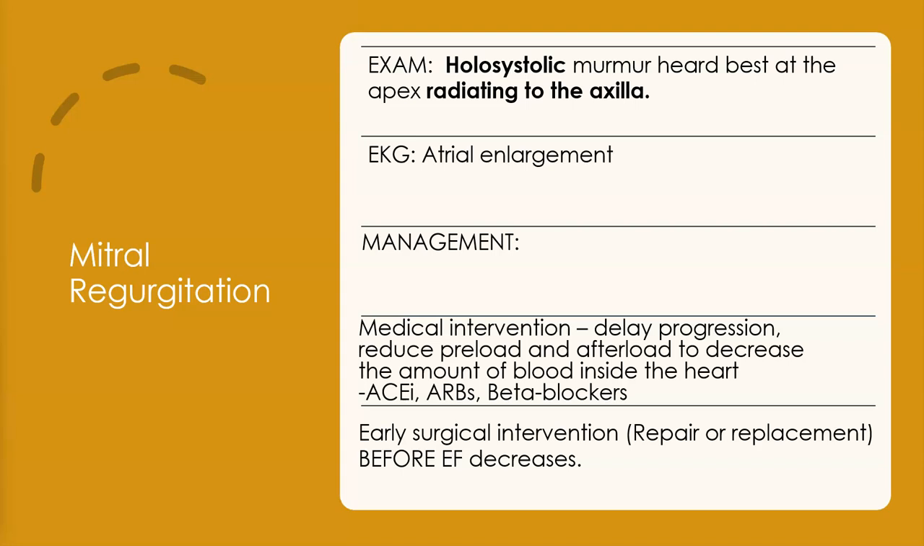Management depends on the cause and the severity of disease. Medical interventions are intended to delay progression by reducing preload and afterload to decrease the amount of blood inside the heart. This is accomplished with ACE inhibitors, ARBs, beta blockers, and calcium channel blockers. Surgery may be indicated depending on the degree of regurgitation and the patient's symptoms. The goal is to intervene with either mitral valve repair or replacement before the ejection fraction decreases due to dilated cardiomyopathy.